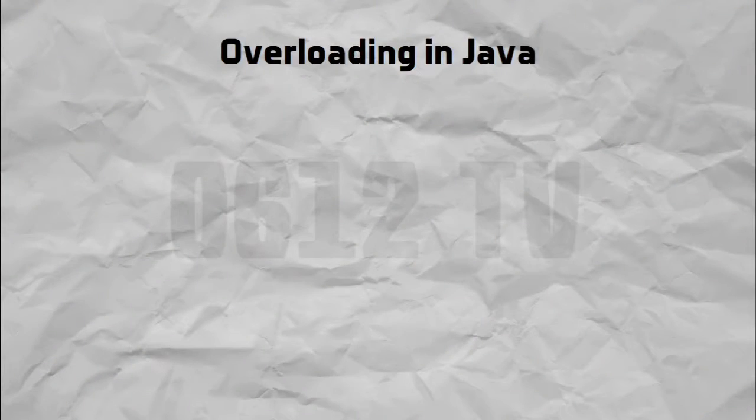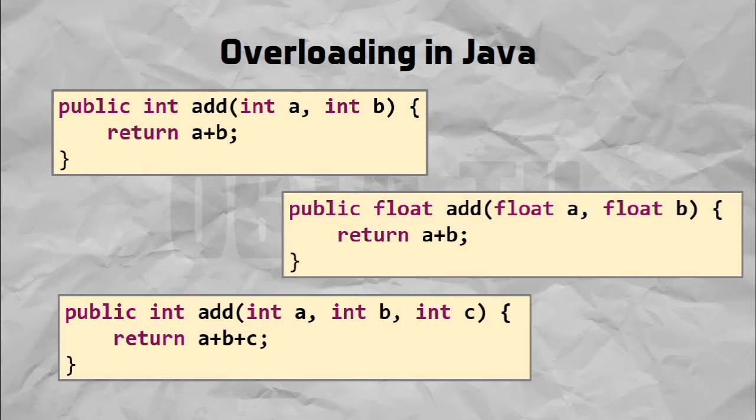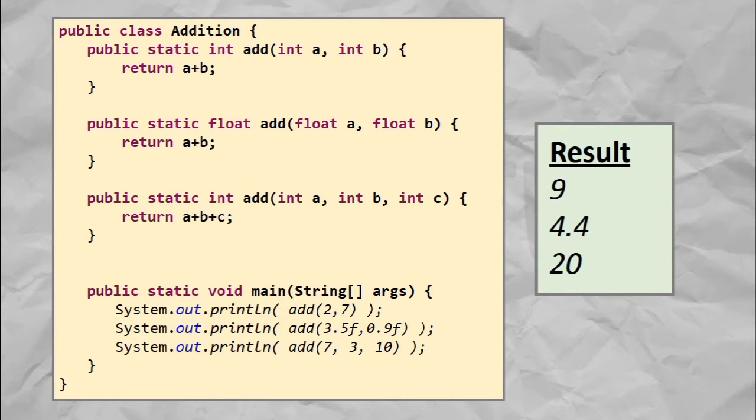Here's a very simple example of this in action. Here are three different add functions in Java. The first one adds two integers, the second adds two floats, and the third actually adds three integers instead. This works because later on when you actually make a call to one of these functions, the programming language is going to look at what inputs you've supplied and infer which one it should use.